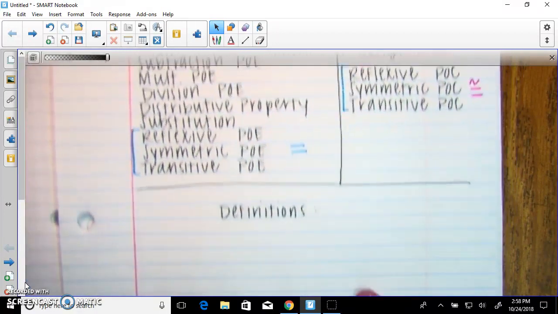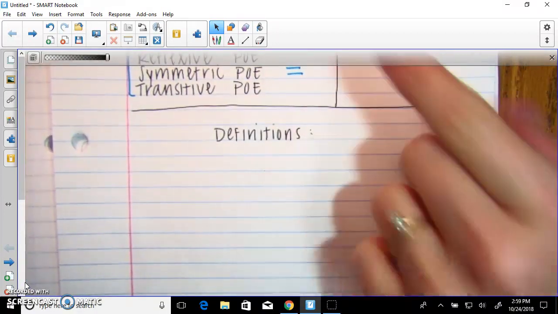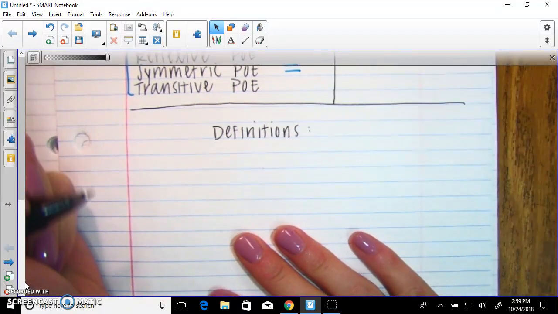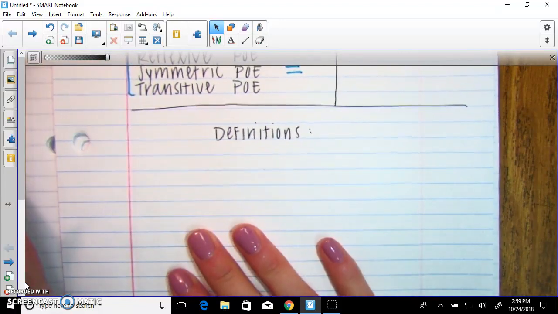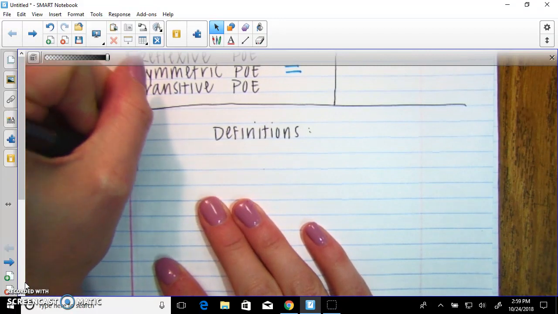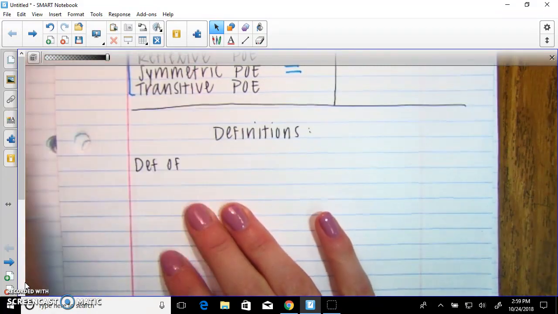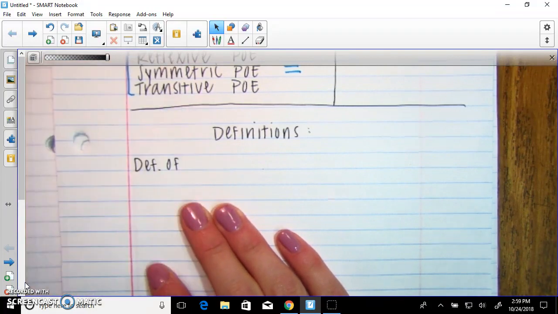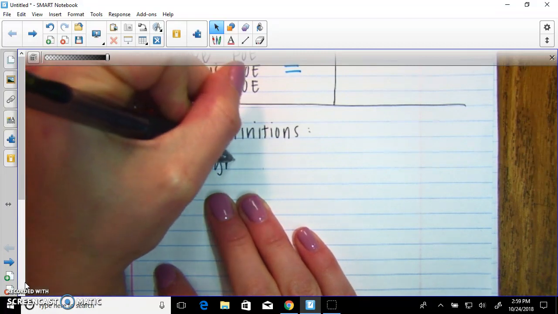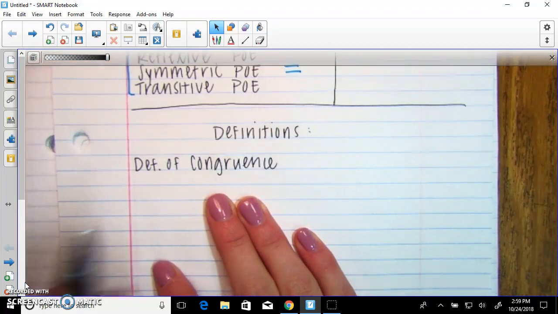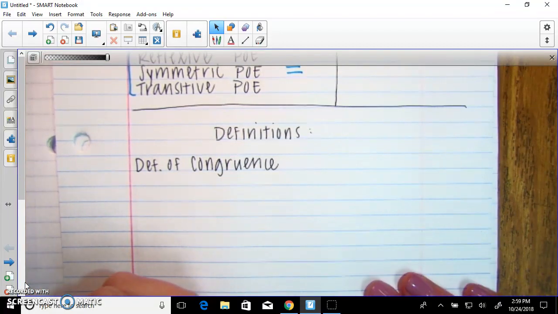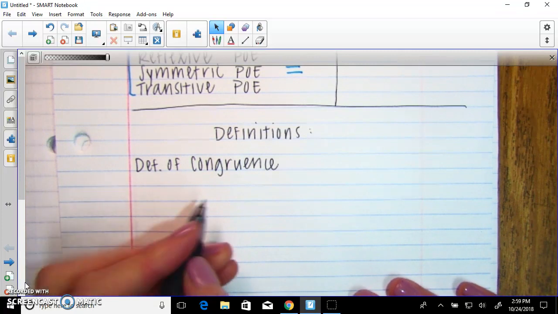Now, some new stuff that we get into are some new definitions. So make sure that you have the properties of equality and congruence, and then we'll go into definitions. All right, definitions. So some of these definitions should hopefully seem a little straightforward, like they should make sense. So the first one is the definition of congruence. And I'm just going to abbreviate definition. Definition of congruence. Now we saw the definition of congruence when it came to angles. We're also going to see it when it comes to, we saw it when it came to segments.